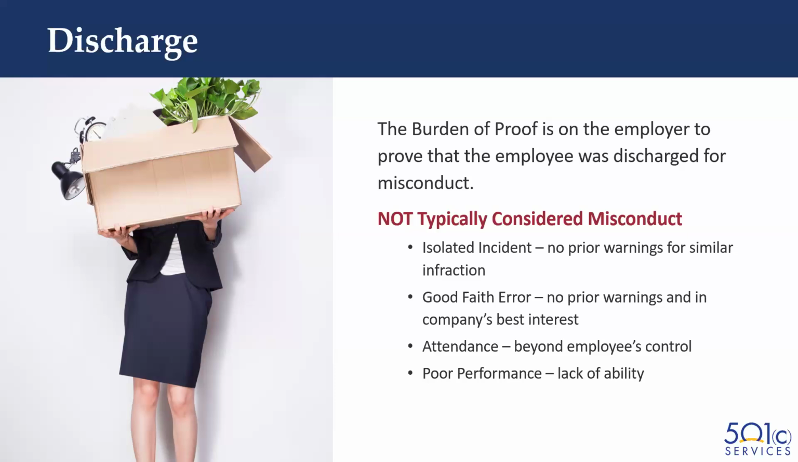So what I want to do is walk through some of the trickier types of discharges that are generally not considered to be misconduct. So first, let's talk about an isolated incident, okay? If the individual is terminated for a policy violation, but they didn't have any prior warnings for a similar infraction, the state is often going to rule this as an isolated incident of poor judgment. Now, the exception would be if it was gross misconduct, like theft or violence, you don't need prior warnings. But for any general policy violations, you're going to have to show that they had at least one prior warning for a similar infraction.